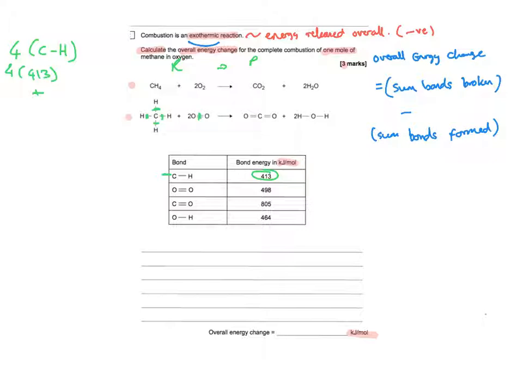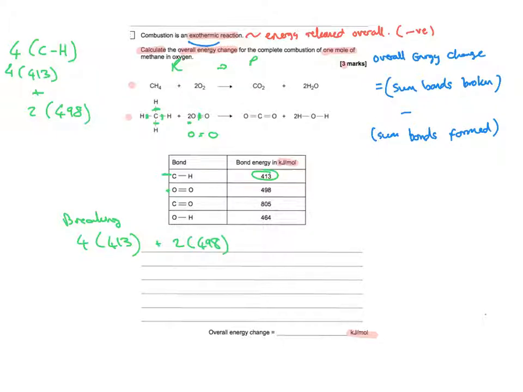and add that to the bonds I'm going to break here. So I'm going to break this oxygen-oxygen bond, which is 498 kilojoules per mole, but I've got 2 of them because I've got 2 molecules of this, so I have to break both molecules. So I've got 2, 4, 9, 8. Okay, and they're the bonds that I'm going to break. So once I've broken them, I can then form my bonds. So breaking is 4 lots of 413, add it to 2 lots of 498.